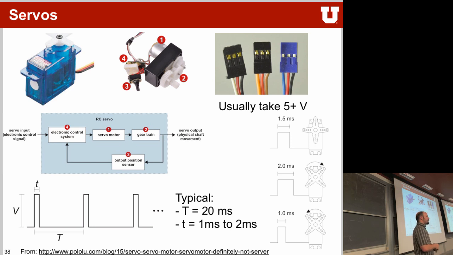What that means is that the zero position is at 1.5 millisecond pulses. If you have a 2 millisecond pulse, it means all the way to the right. If you have a 1 millisecond pulse, it means all the way to the left. That's a very typical interface. But sometimes you have to read the data sheet on your servo motors because there are other types of interfaces that you can have for them. There are also three different standards for the wiring. So be careful, depending on what type of servo you have, the wiring might be slightly different with power, ground, and signal.